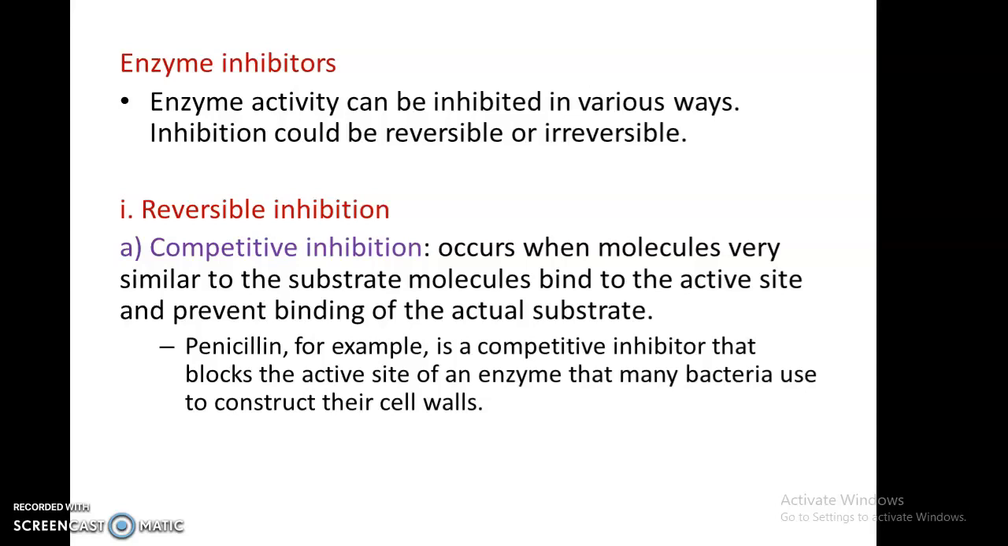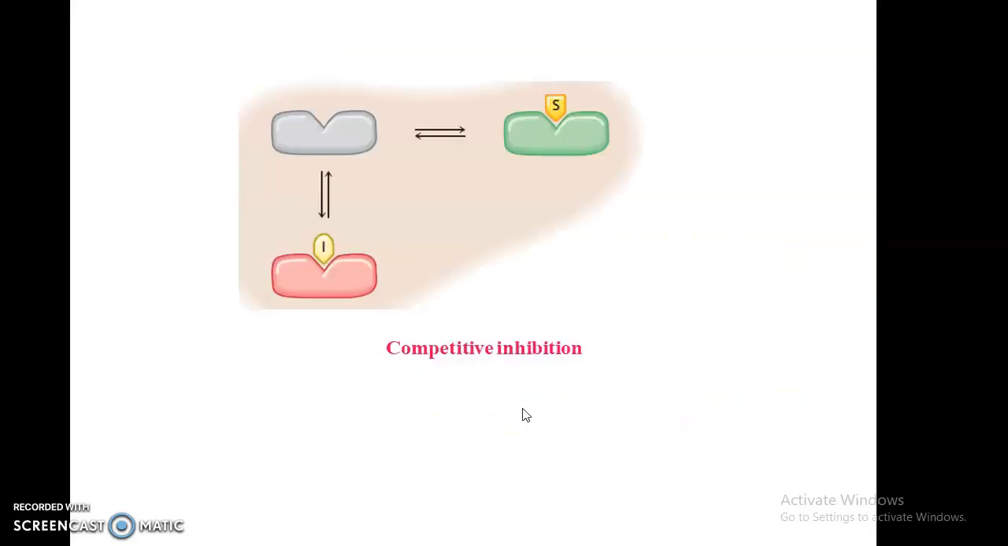There are two kinds of reversible inhibition: competitive and non-competitive. Competitive occurs, as its name suggests, when there is a competition. Competition between what? Substrate and the inhibitor. It occurs when molecules very similar to the substrate molecules bind to the active site and prevent binding of the actual substrate. Penicillin, for example, is a competitive inhibitor that blocks the active site of an enzyme that many bacteria use to construct their cell walls. So penicillin is an important drug to prevent bacterial effect. This is competitive inhibition.